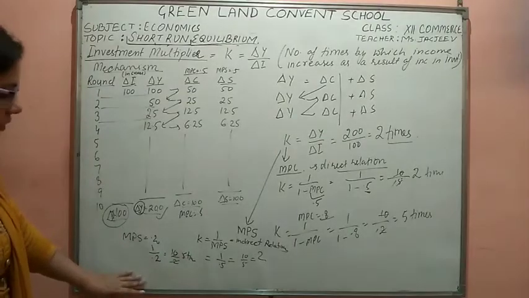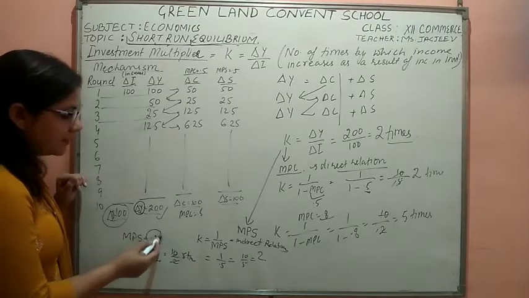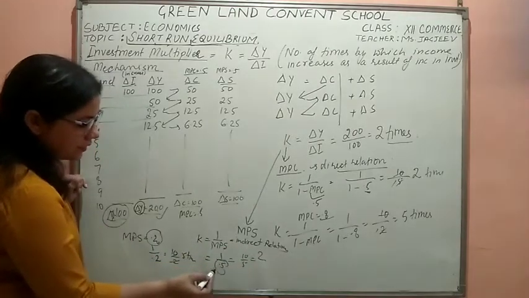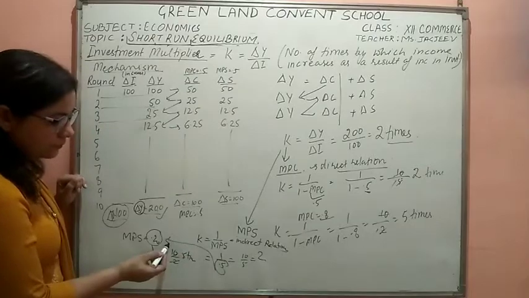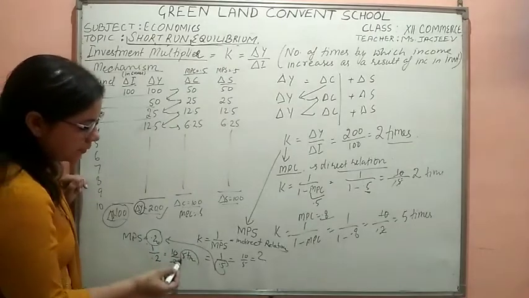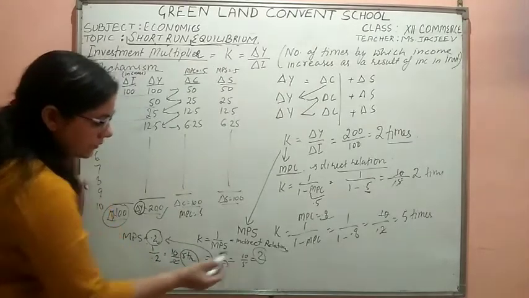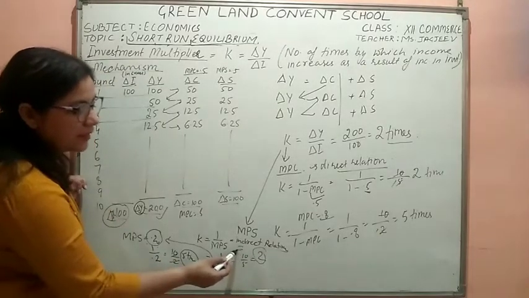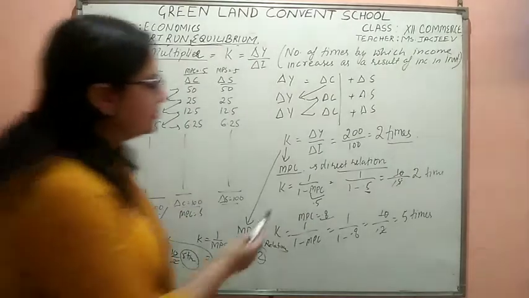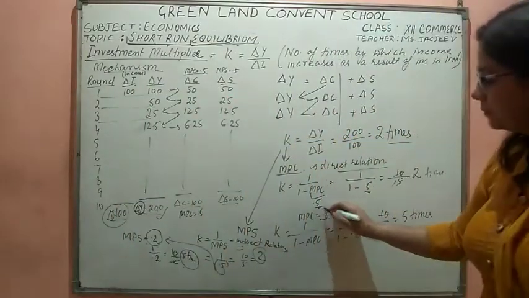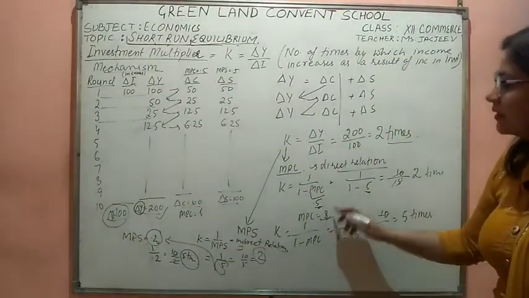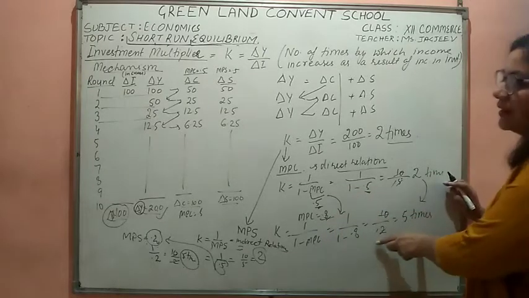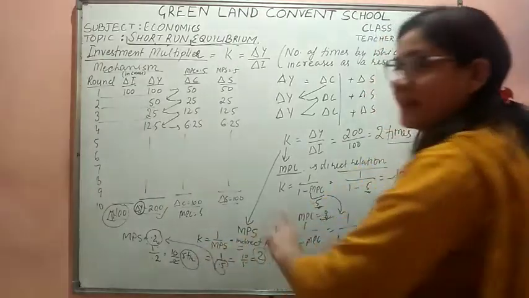But the difference is there. Here MPS is decreasing. Earlier it was 0.5, now it is 0.2. With the decrease in MPS, the multiplier is increasing. That's why it is the indirect relationship. Here, the MPC was 0.5 and then 0.8. Now with the increase in MPC, the multiplier is increasing. That's why it is having a direct relationship. And the other is having an indirect relationship.